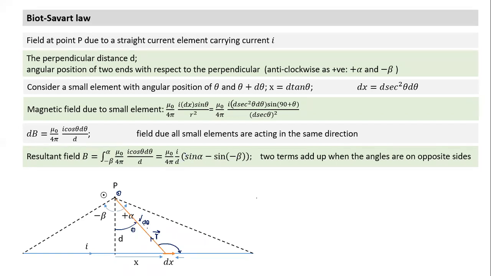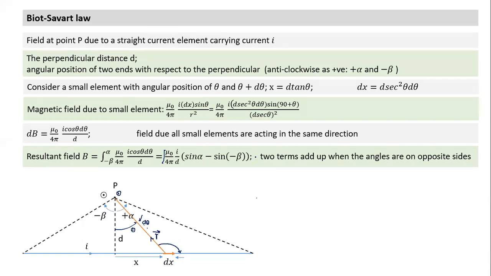So what do we look at here? This term is simple to understand: mu naught I by 4 pi, I by d, d being the perpendicular distance. This is sine of two angles. In simple terms, if two angles are on the opposite side, one will be positive and one will be negative, and this sign will become positive. In this particular case, what is making this sign positive? One angle is positive, one angle is negative. So two terms add up when angles are on opposite sides.